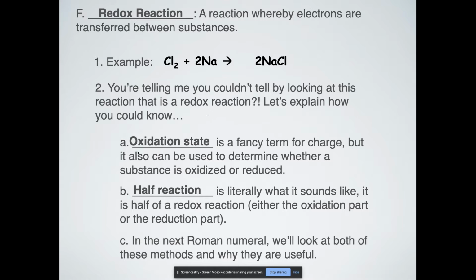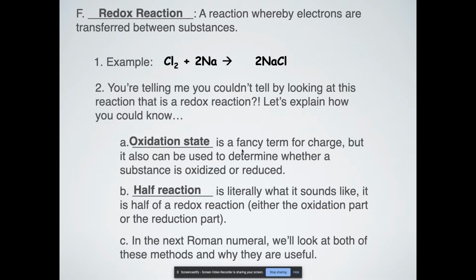So what is an oxidation state? It's just a fancy term for charge. We can see here the charges on these are 0, the charge on this is plus 1, and the charge on this is minus 1. That is using oxidation states to figure out what's going on.